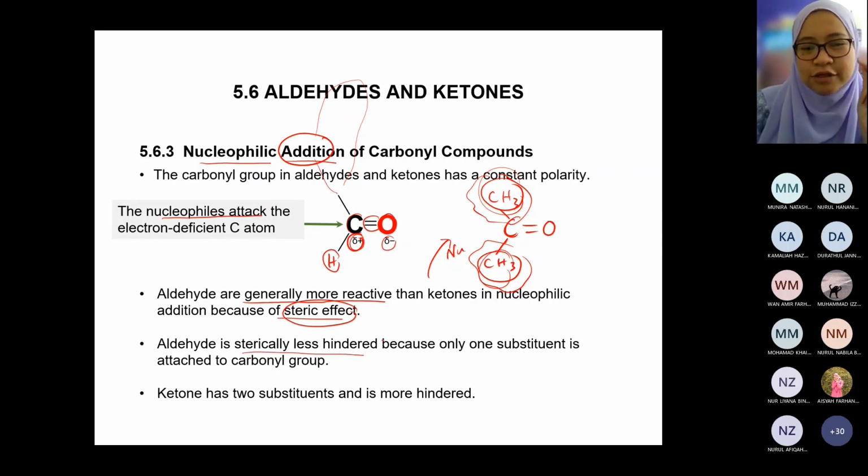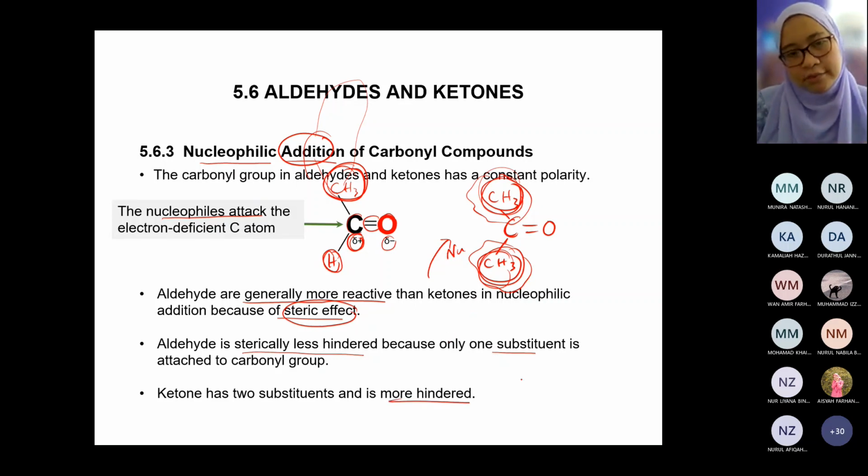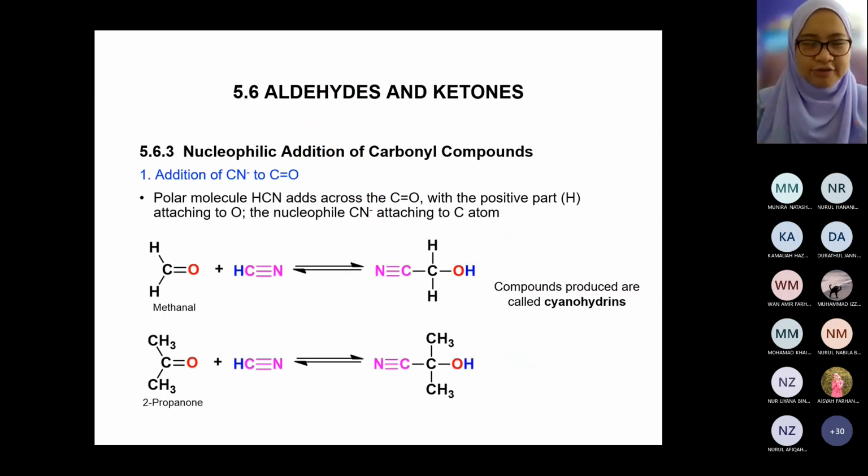Its space is easy to penetrate compared to ketone, because it is attached to only one substituent, which is this part. This hydrogen is not considered a substituent. But a ketone has two substituents, so it will be very hindered. More hindered.